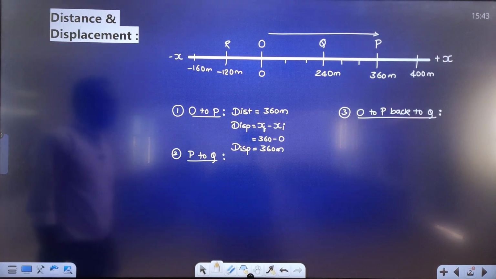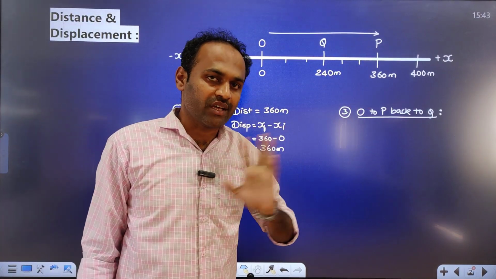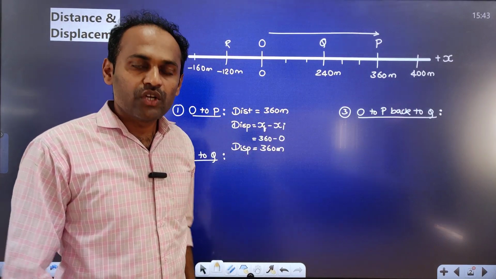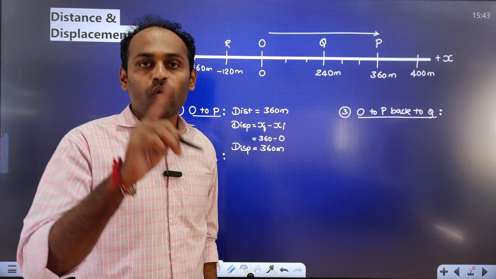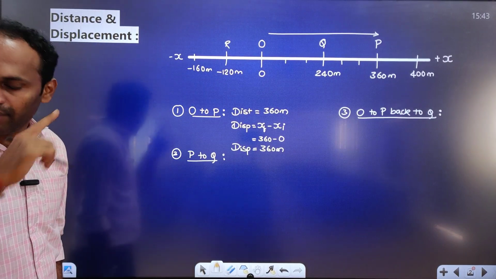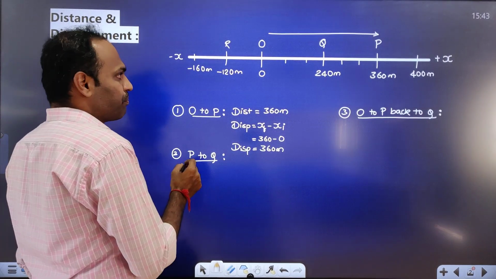Because it is a straight line motion, with no change in direction, distance and displacement both are equal. So distance and displacement will be equal only for a straight line motion. Otherwise, distance will always be greater than displacement. It will never be less than displacement, right? Okay. See, next, P to Q.